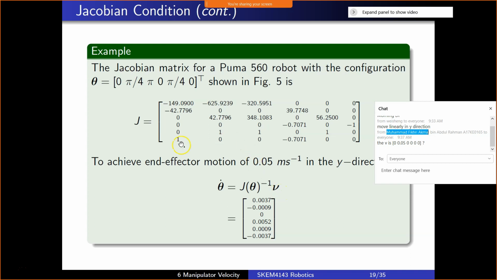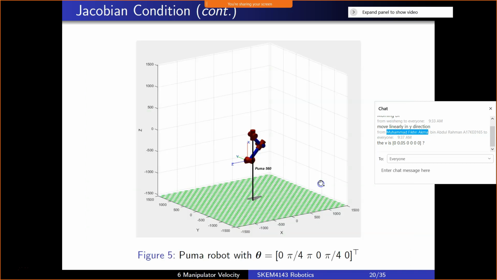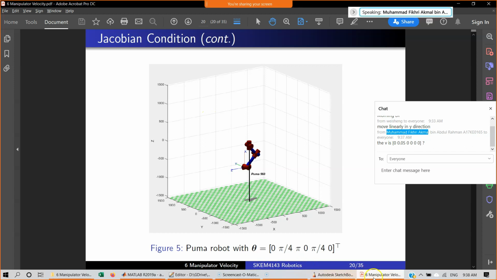Let me show you in MATLAB, okay? Because this is 6 by 6, I cannot. Good question.